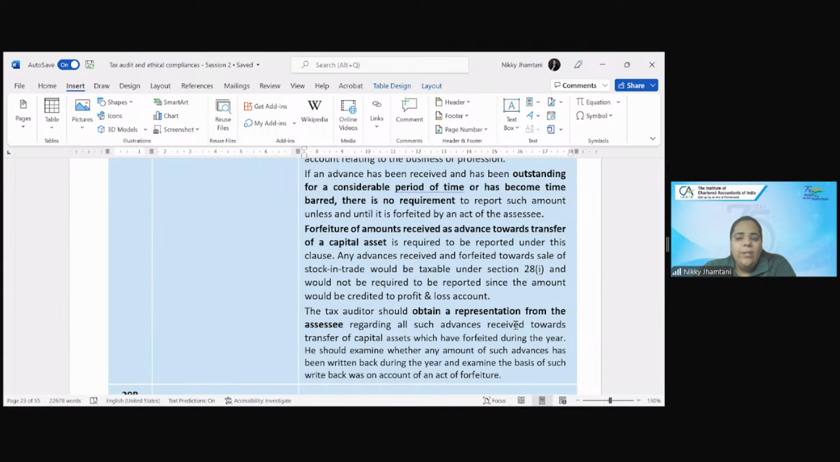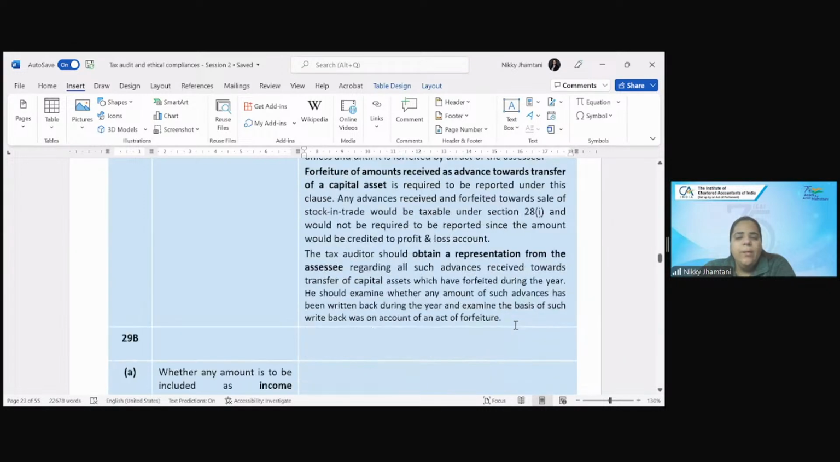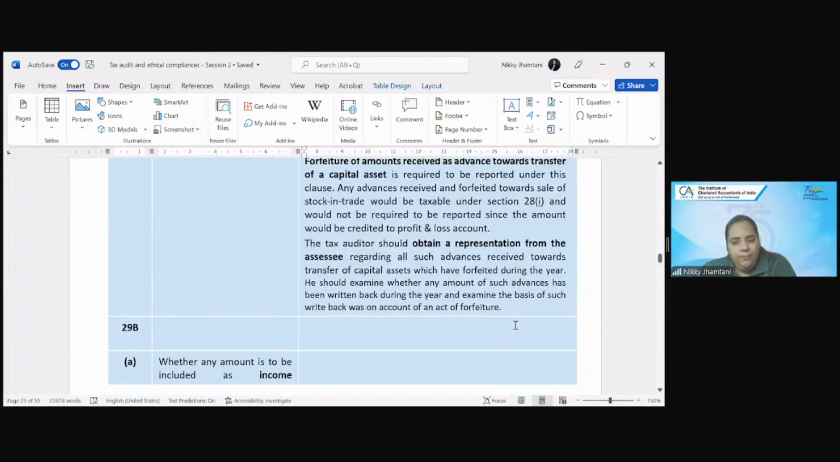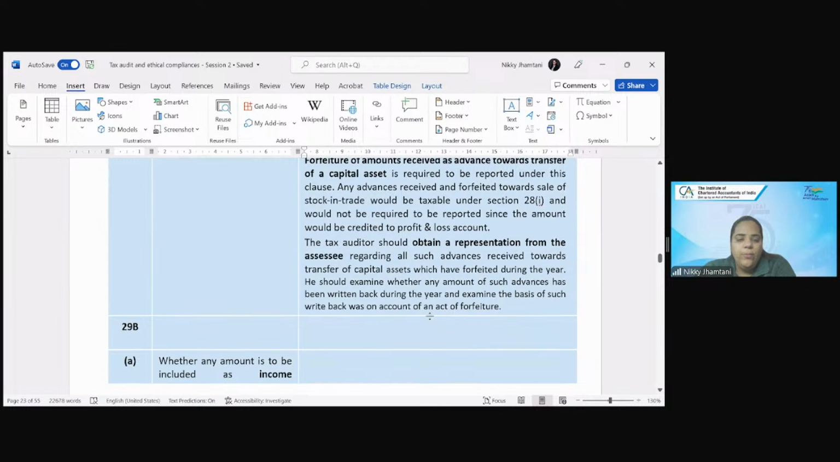Any advances received and forfeited towards sale of stock in trade would be taxable under 28(1) and would not be required to be reported since the amount would be credited to P&L. The tax auditor should obtain a representation from the assessee regarding all such advances received towards the transfer of capital assets which have been forfeited during the year. He should also examine whether any amount of such advances has been written back during the year and examine whether the basis of such write back was on account of any such act of forfeiture.